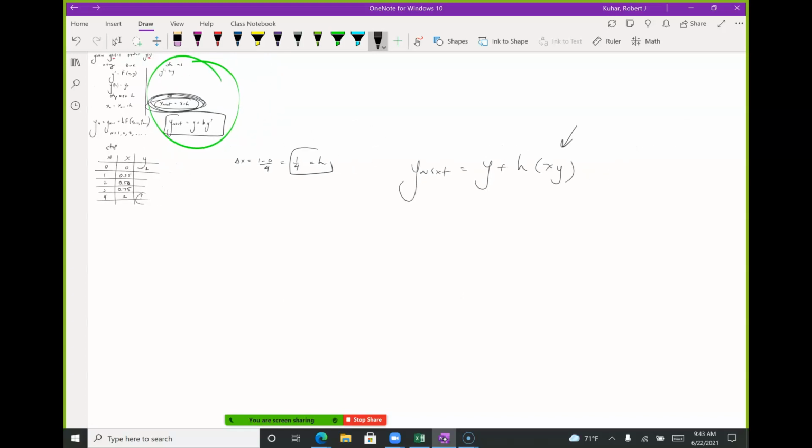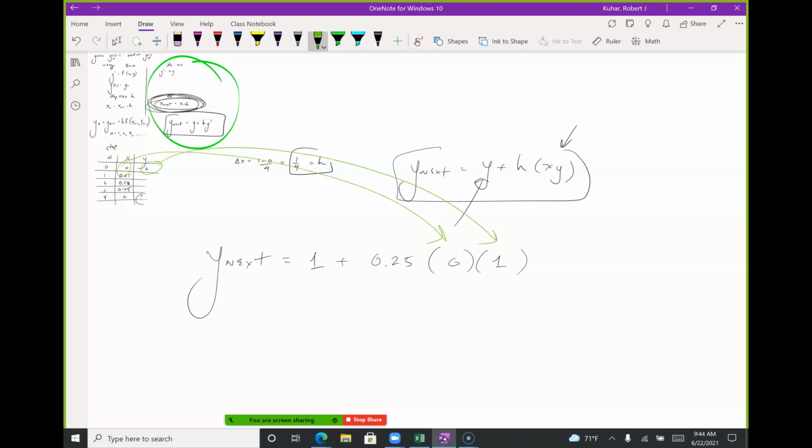So sorry. So x next, obvious, I think, right? Just keep adding that 0.25 every time. Y next, a little bit slower. What do I need first? I need the y before. So that's 1. There's where my mistake was. Plus the 0.25 times x times y. X times y is 0 times 1. Notice that the 0 and the 1 are going in here, right? They're from my previous line. So I get y next is 1.